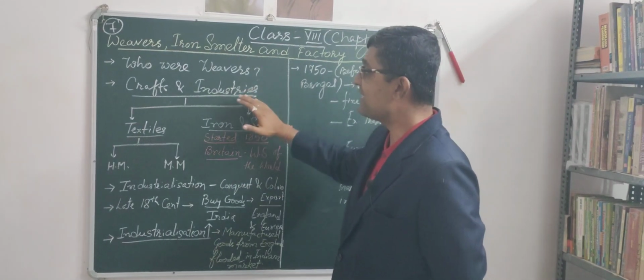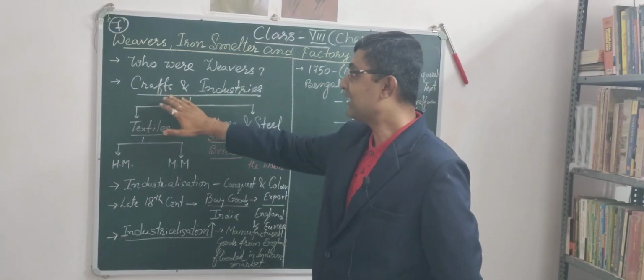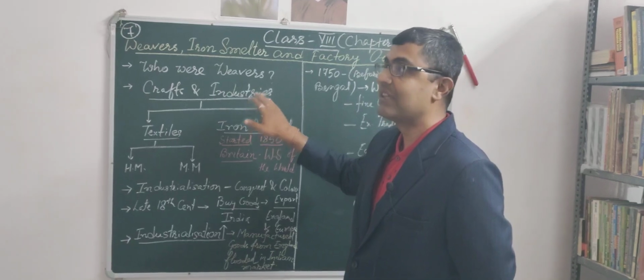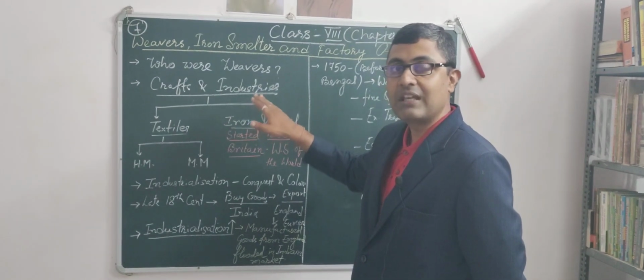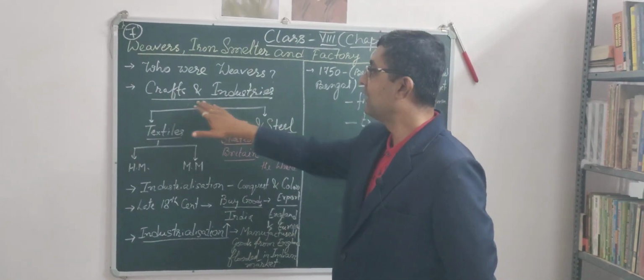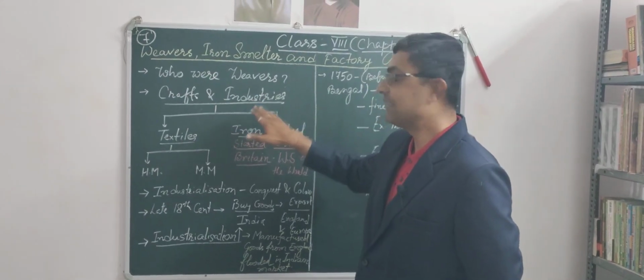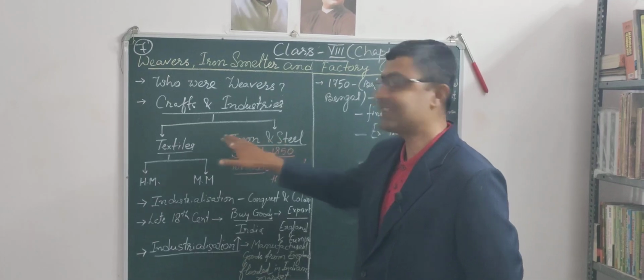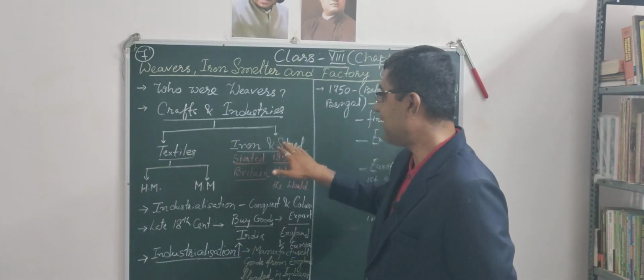Now the next is, what were the crafts and industries developed during this time, meaning the 17th and 18th centuries? The crafts and industries developed during these times were mainly in two categories: one is textiles and another is iron and steel.